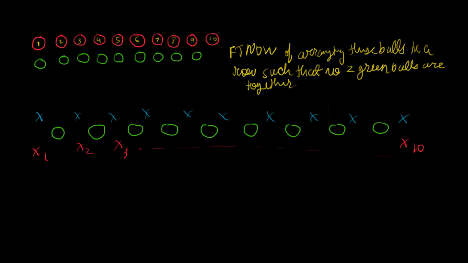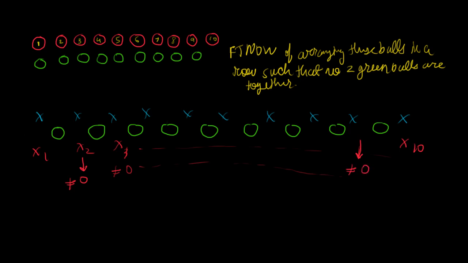and according to the question, no two green balls should be together, right? So imagine that no red ball is filled in this gap, and all the red balls are filled everywhere else. These two green balls will come together, right? Means they are adjacent to each other. So that cannot happen, which implies that this cannot be equal to 0. And similarly, this cannot be equal to 0, and so on till this one cannot be equal to 0.